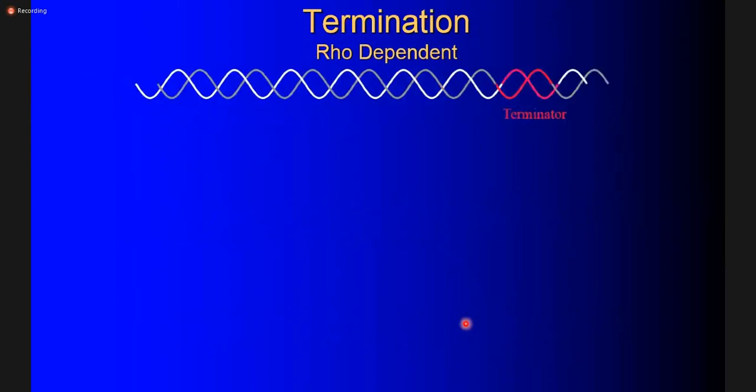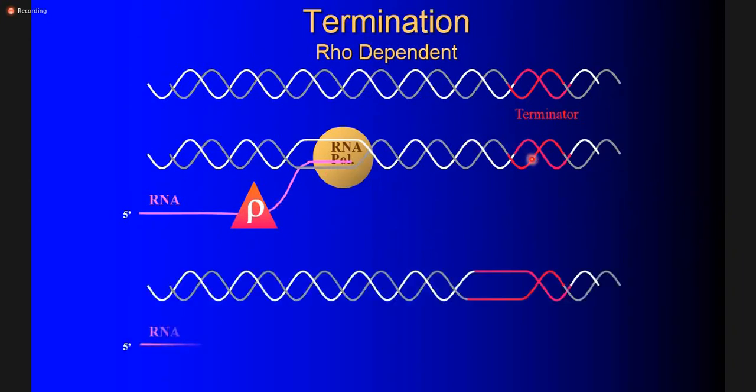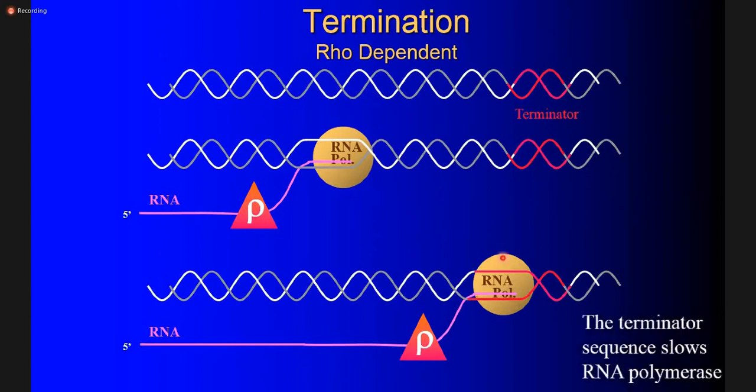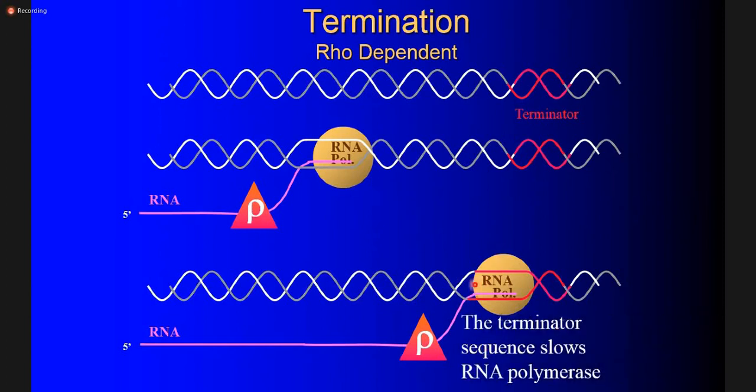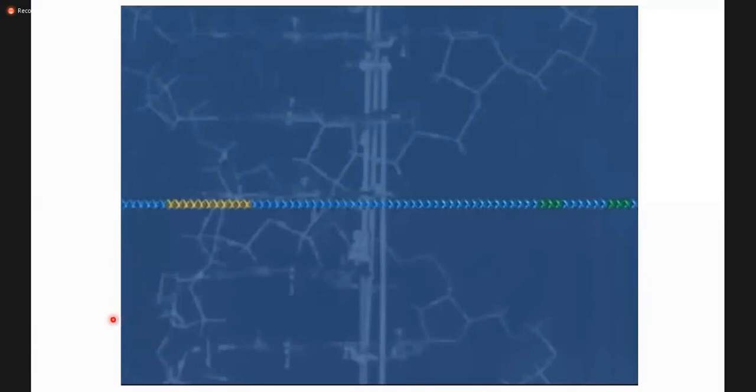Whereas in Rho dependent, a protein is required. The Rho protein is bound with the messenger RNA. When the RNA polymerase enzyme reaches the termination site, it slows down, but the Rho protein does not, and hits the transcription complex, destabilizing the transcription complex, and this complex is dissociated, releasing the new messenger RNA in the cytoplasm again. Now, this is the animation which will further help you in understanding the transcription process.